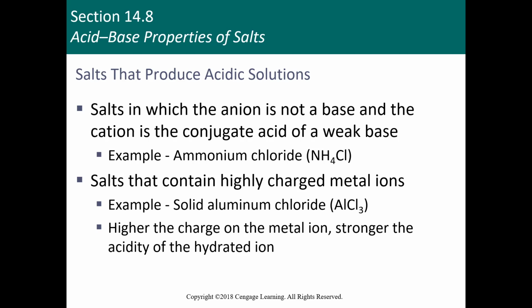So let's talk about some more salts that can produce acid solutions. The salts in which an anion is not a base and the cation is a conjugate acid of a weak base will actually be acidic salts. They'll be salts that will cause the solution to be acidic. A great example of this is ammonium chloride.